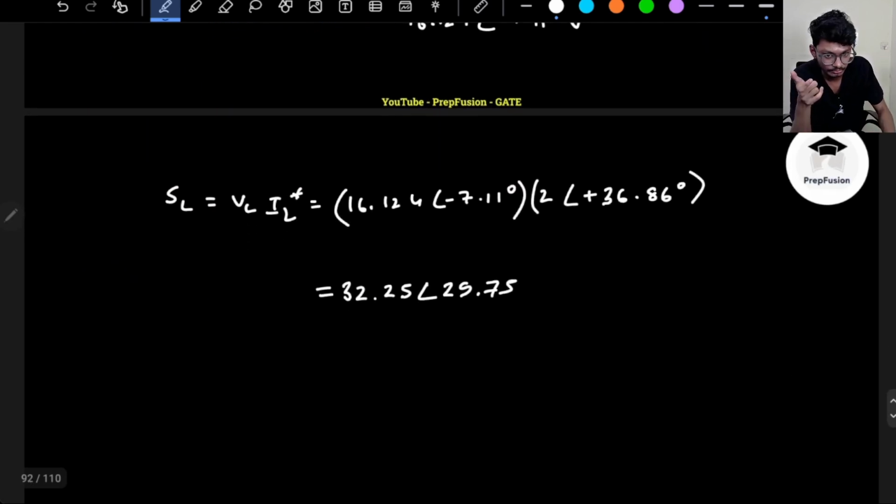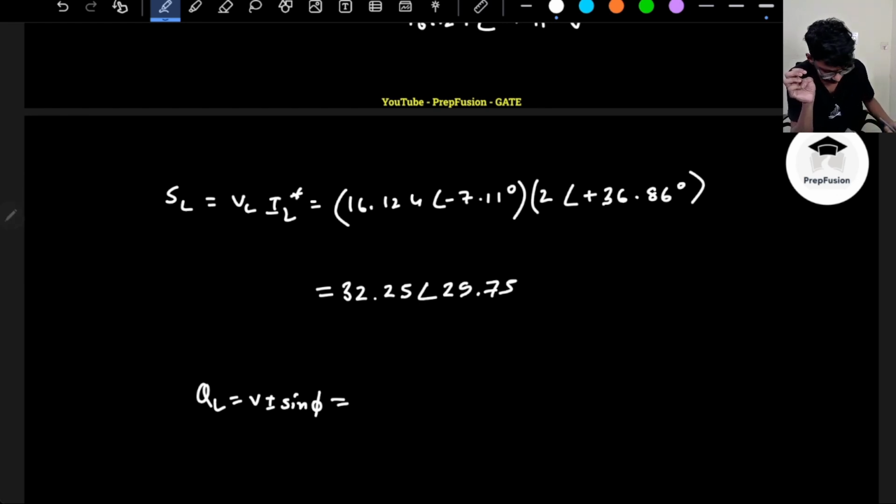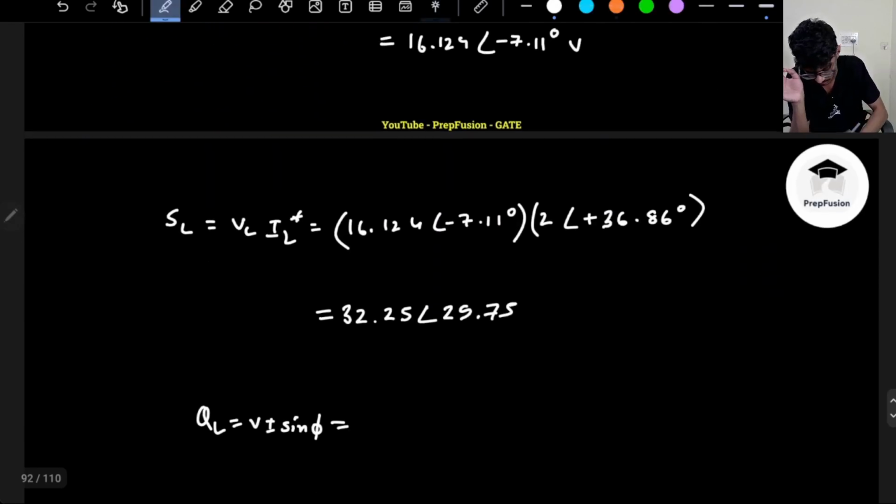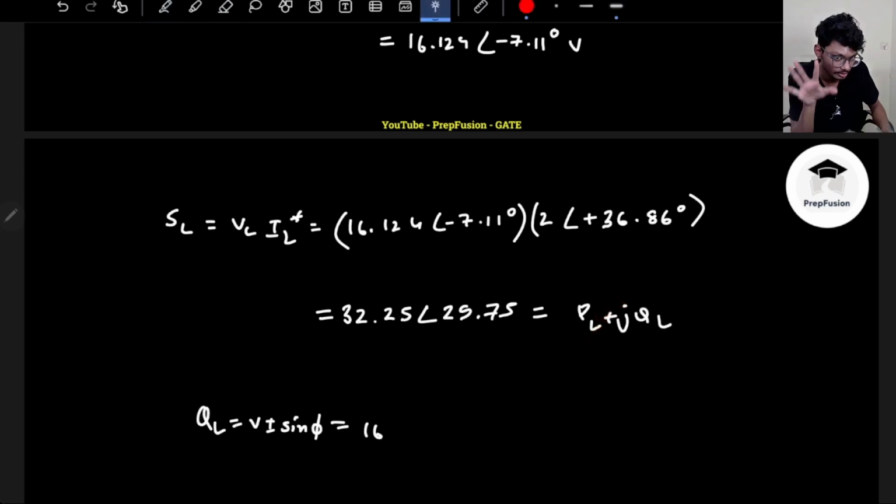So from here also you can directly find out the reactive power. What will be the reactive power? Reactive power will be VI sin phi, right? Active power will be VI cos phi. For a single frequency component, reactive power will be VI sin phi. So 32.25 into sine of this angle 29 point something comes out to be 16, which we derived here as well. Same thing, 16. You can write this into components P plus jQ, so I am writing PL plus jQL and just taking the QL component. Okay, I hope you understand. So this is also another way to solve this question.